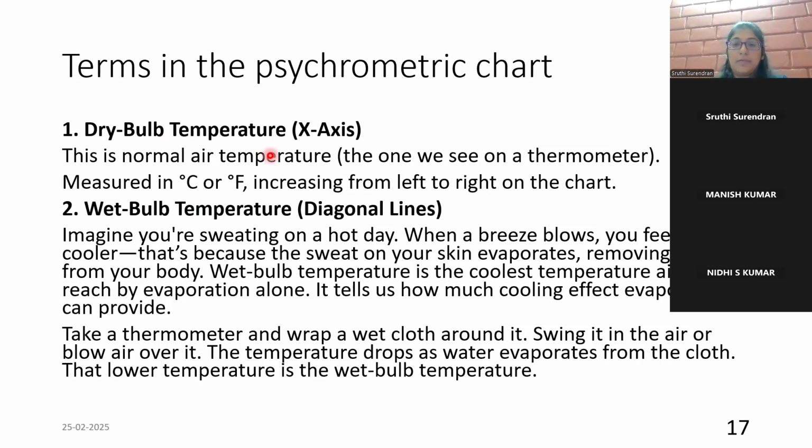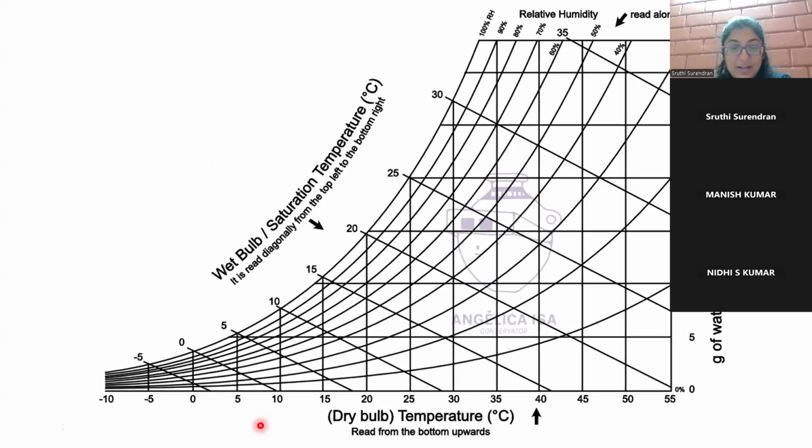So if we have a thermometer, whatever temperature the thermometer gives us, that is, the air temperature, is called the dry bulb temperature, and that is what is there on the x-axis. So this bottom axis, they have very clearly written, read from the bottom upwards. And this x-axis is representing the temperature.